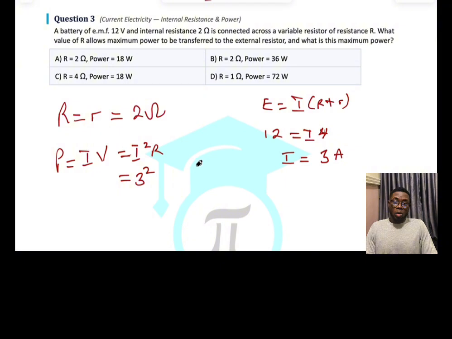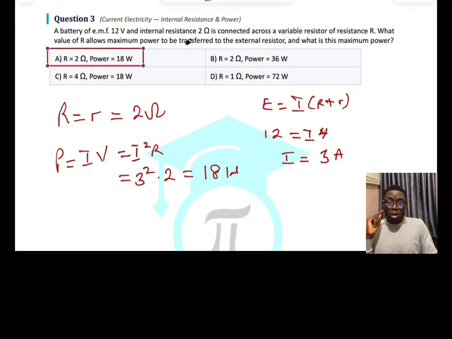And what is the resistance? Resistance is 2 ohms, so multiply by 2. 3 squared is 9, and 9 times 2 is going to be 18. So we have 18 watts. So the correct answer to that is going to be option A. Option A: a resistance of 2 ohms and a power of 18 watts in that external resistor.